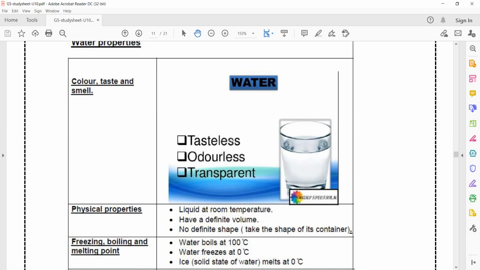Water is tasteless, which means it doesn't have taste. Odorless, it doesn't have odor. And colorless or transparent.